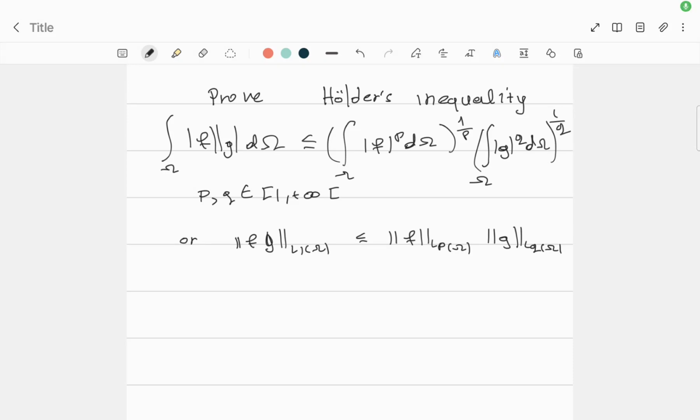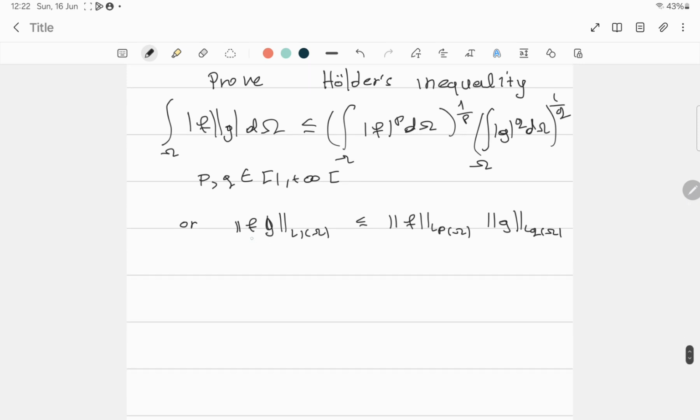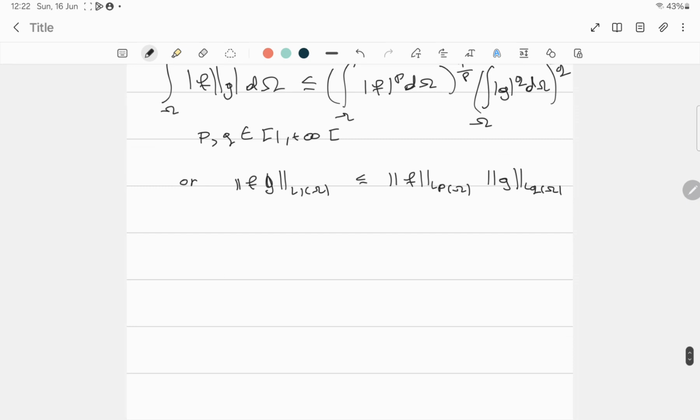In this video, we would like to prove Hölder's inequality. The inequality is of this form that you see here, or in this form, and it basically means that the norm of the product of the two functions f times g in L1 is bounded by the LP norm of f times the LQ norm of the function g. So we write the proof of this.